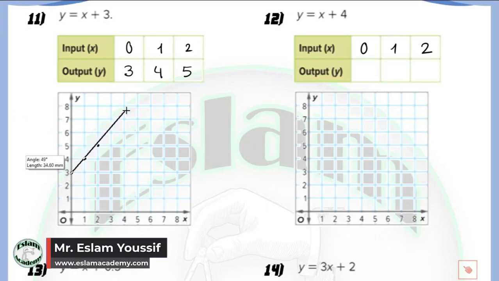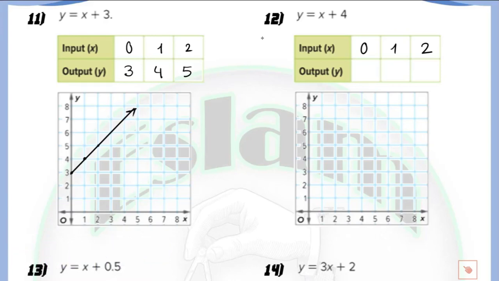Now we can graph. You will find that we have a linear function. The same in question number 12, y equals x plus 4. So 0 plus 4 equals 4 and 1 plus 4 equals 5. 2 plus 4 equals 6.